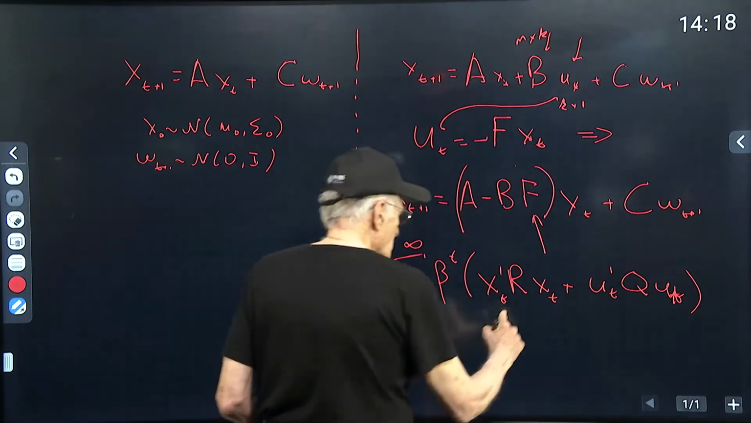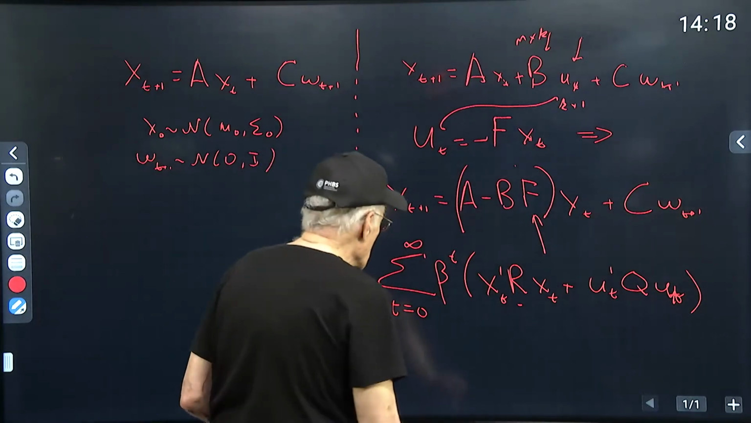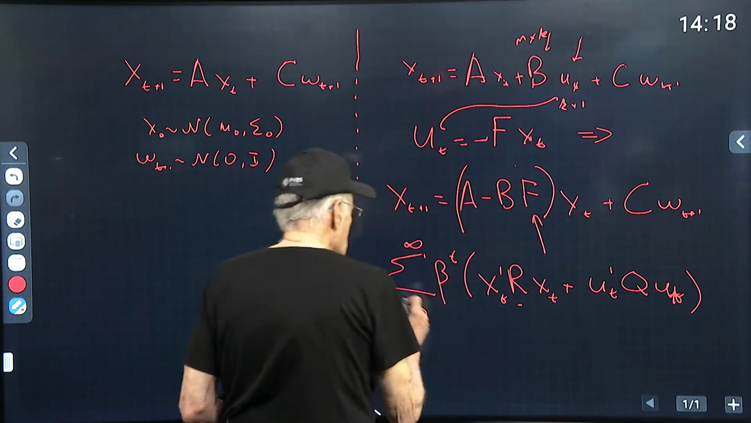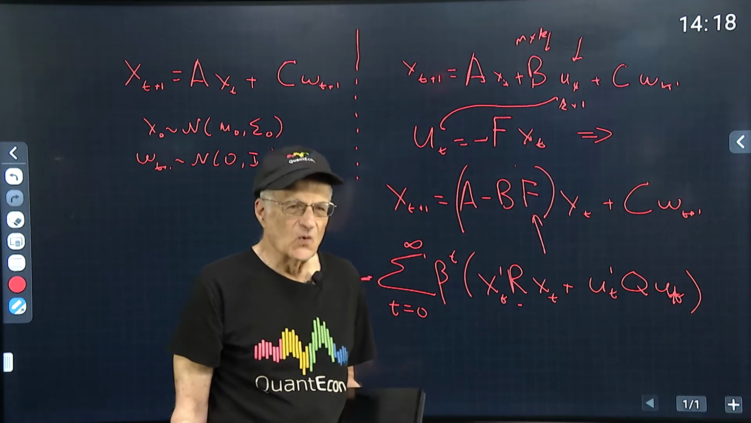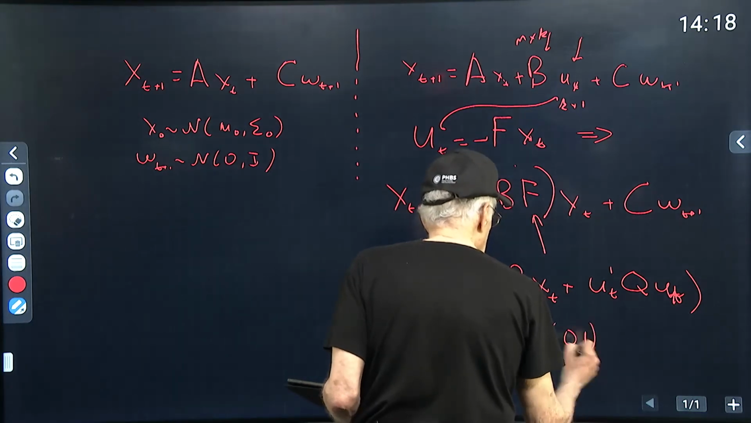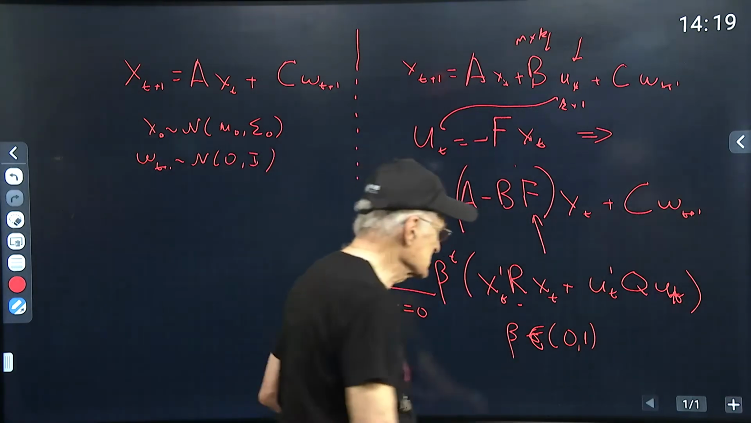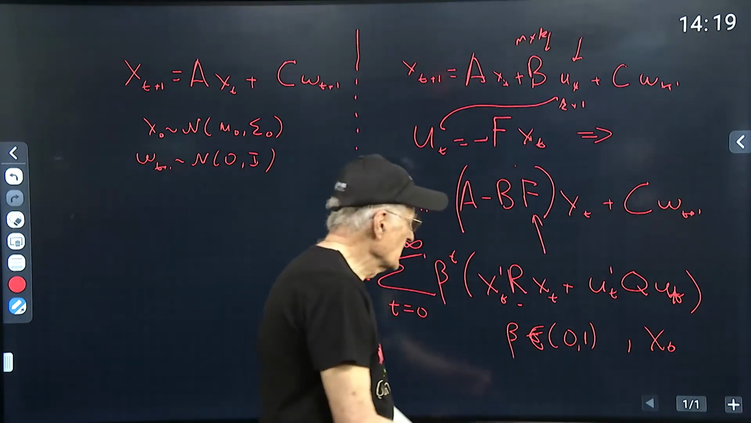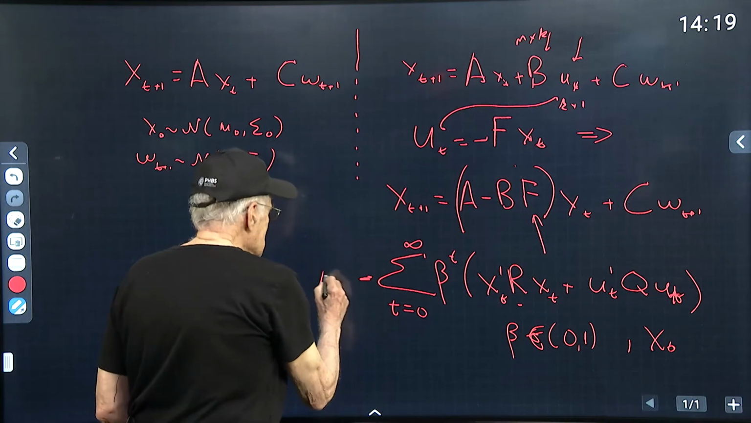where R and Q are positive semi-definite matrices. And since they're positive definite, I want to minimize this, or maximize minus this. Beta is a discount factor between 0 and 1. I want to maximize this, and x0 is given. Something's wrong with this, because there's randomness. So actually I'll take the expected value of this.